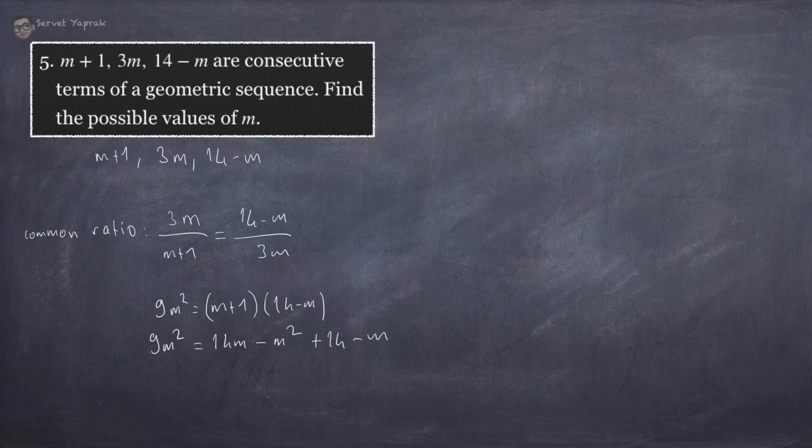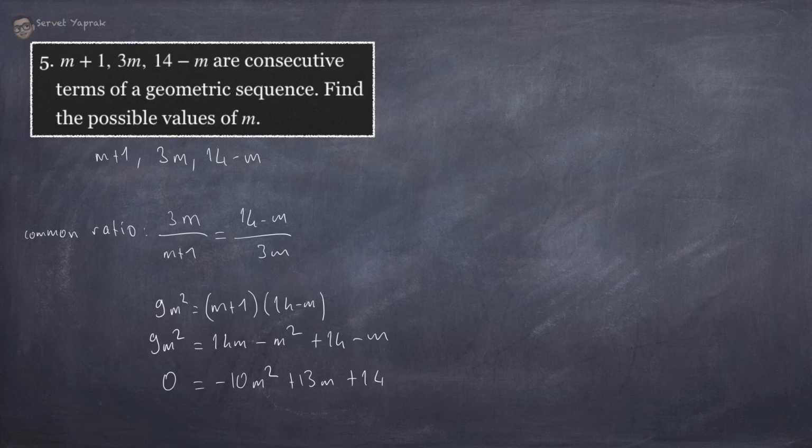And if we distribute here by using FOIL or whichever method you want, we have this 14m minus m squared plus 14 minus m. And if we move 9m squared to the other side and reorganize the terms, we have this quadratic equation. 0 equals negative 10m squared plus 13m plus 14.